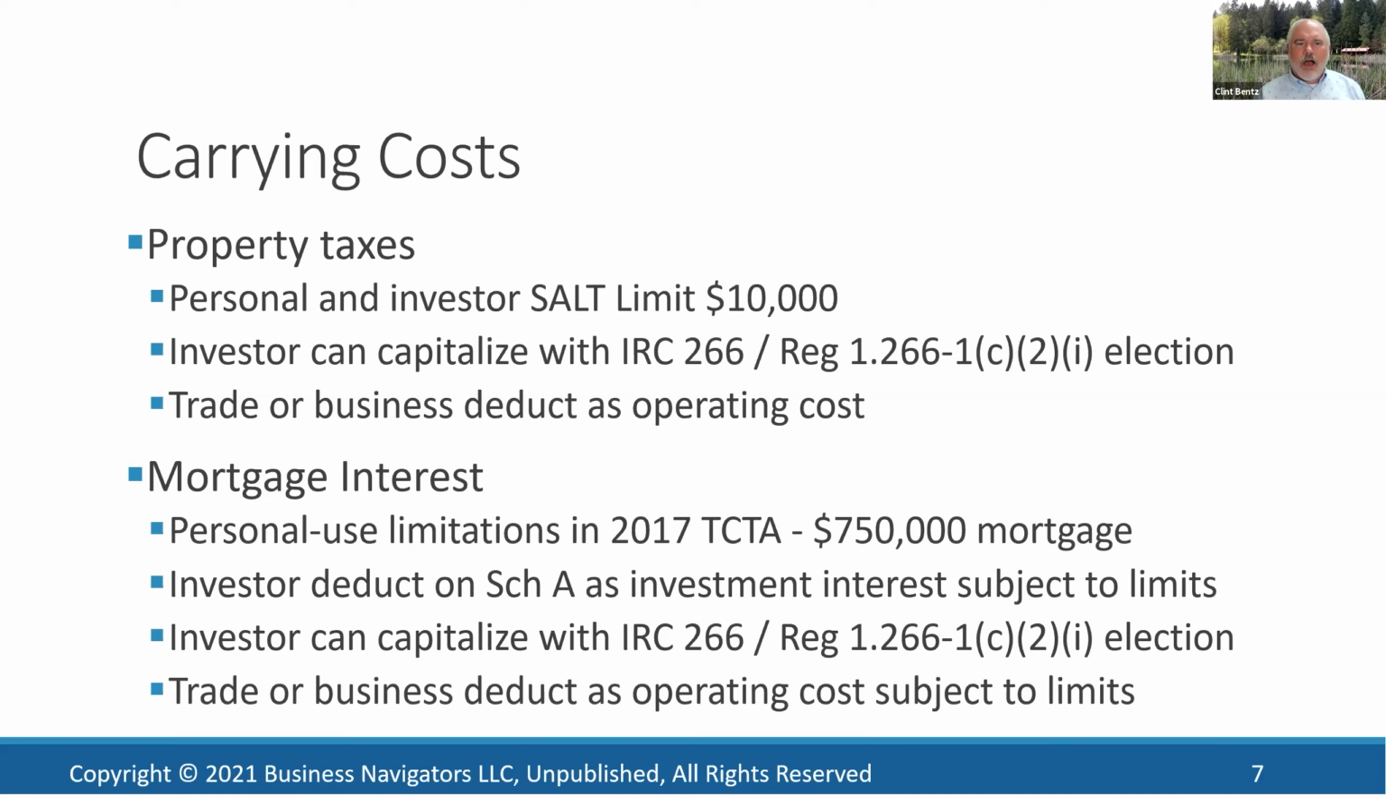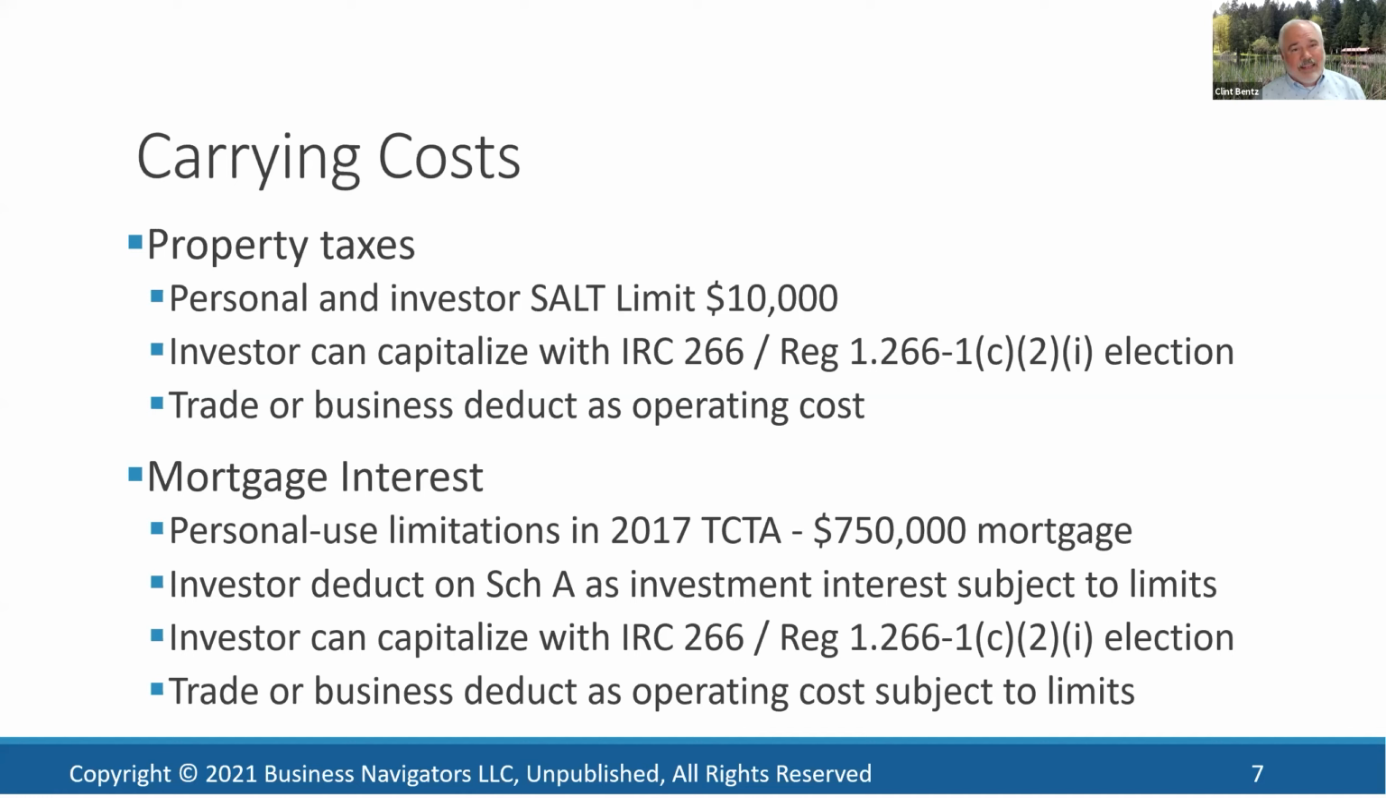Now, with carrying costs, we have an annual election for investors. It's a code section 266 election. I've got the regulation up there, 1.266-1(c)(2)(i). This is an annual election that an investor can make to capitalize these costs rather than deduct them. If you can't deduct it, then you might want to choose to capitalize it. We can capitalize it, but it has to be capitalized based on what it is. So property taxes are on the land.